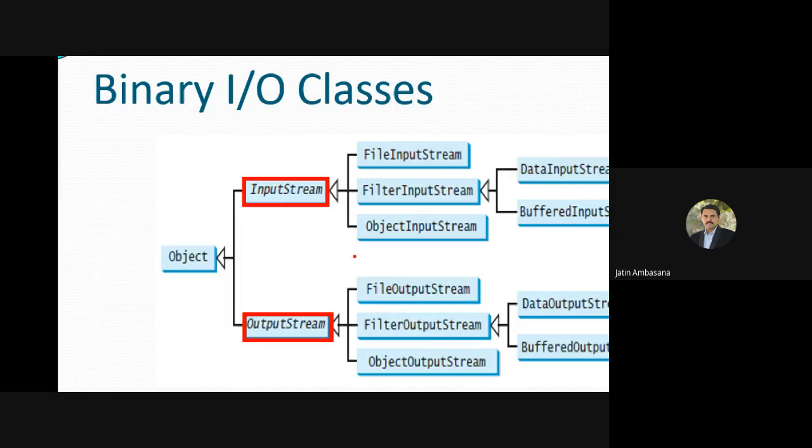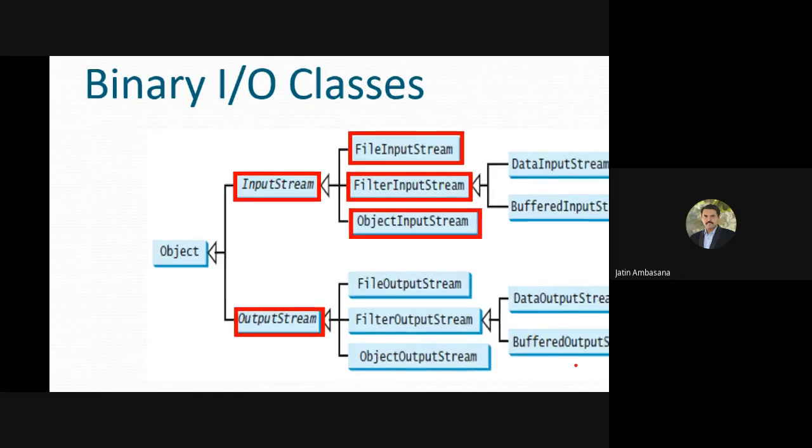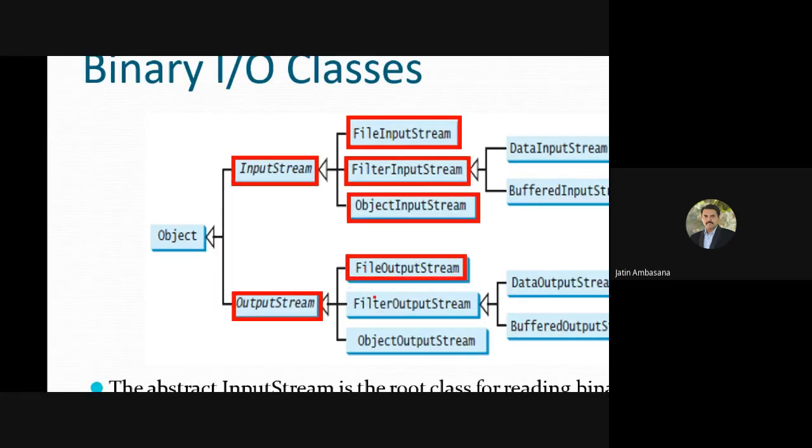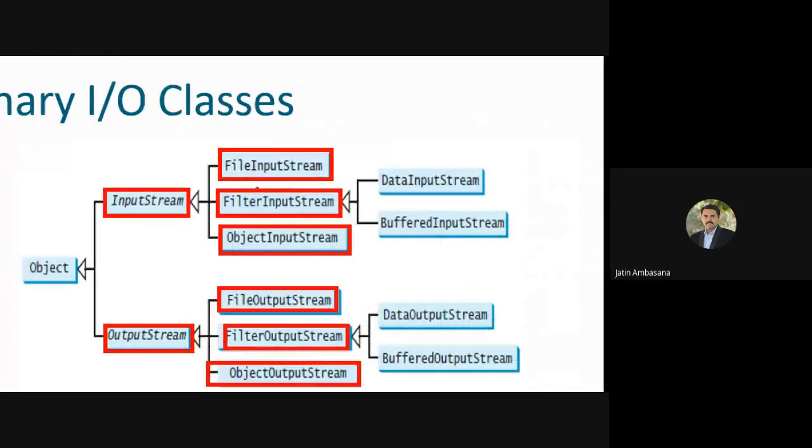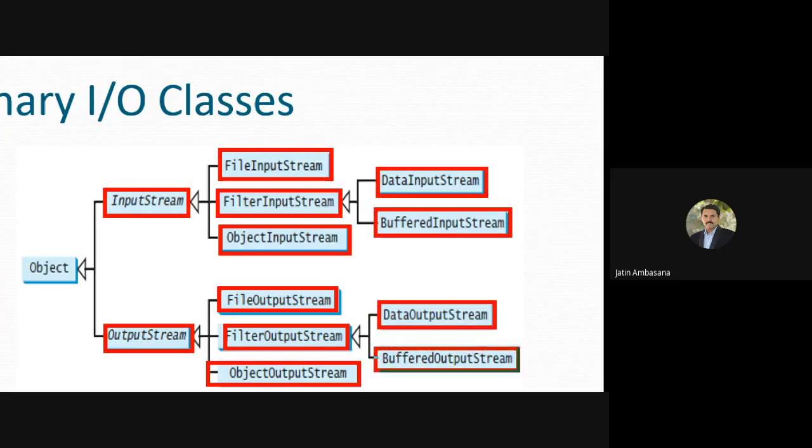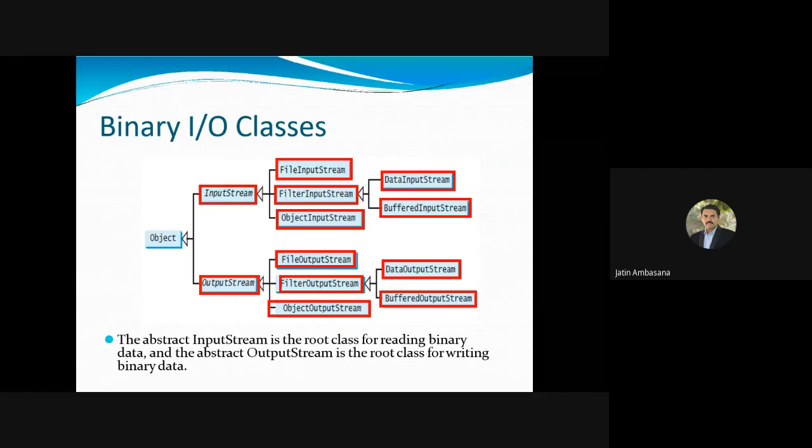InputStream has further subclasses like FileInputStream, FilterInputStream, and ObjectInputStream. Similarly, OutputStream has FileOutputStream, FilterOutputStream, and ObjectOutputStream. FilterInputStream has DataInputStream and BufferedInputStream. Similarly, here we have DataOutputStream and BufferedOutputStream. These filter input and filter output streams have some advantages over regular streams.